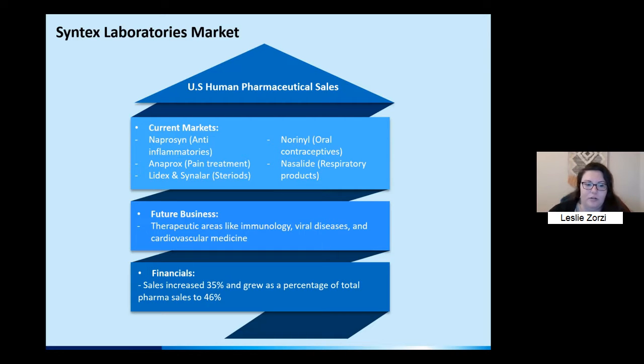Next, we move to Norelin, which is an oral contraceptive. Again, this market is highly competitive, but there is a pretty significant opportunity at the lower dose, which Syntex operates. So that's great for us. And lastly is Nasalide, which is a nasal spray, and that's a new market that we're going into. So saying all that, those are the current markets. There are future opportunities in therapeutics, but overall that's where it's at. And we can see pretty good financials, but there's always room for improved sales.